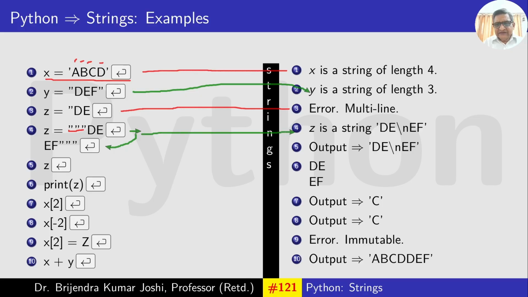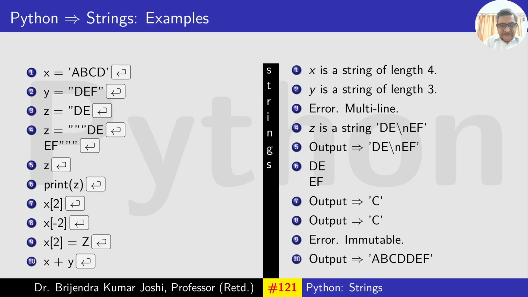Here Z is a string, DE backslash n, because when we press the enter key, the new line character is inserted, DE backslash n EF. So if I want to see the output, if I type Z and enter, the output would be this. It will show \n. But if we use the print function, print Z, it will have the effect of the new line character. DE would be here, and below this EF would be printed. Now let me clear it a bit.